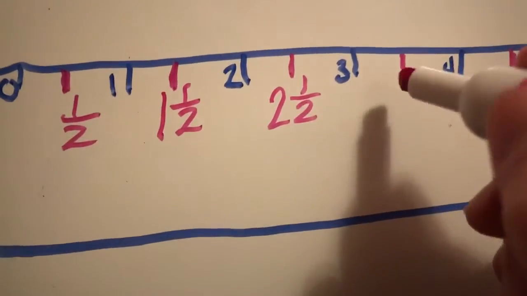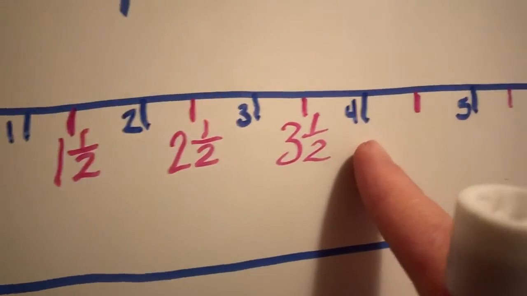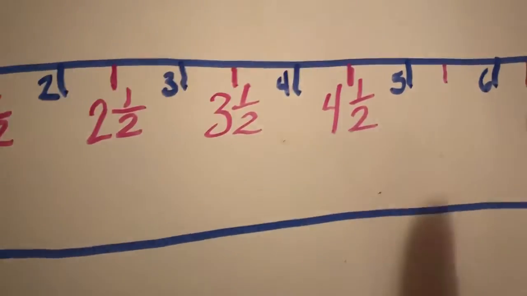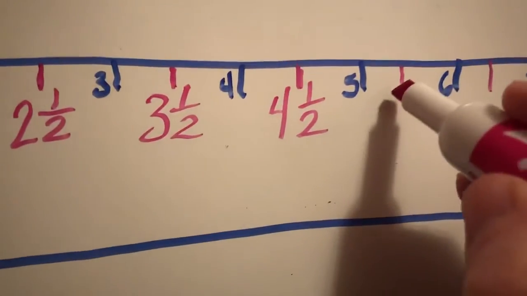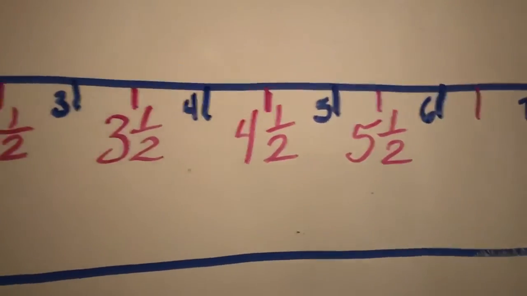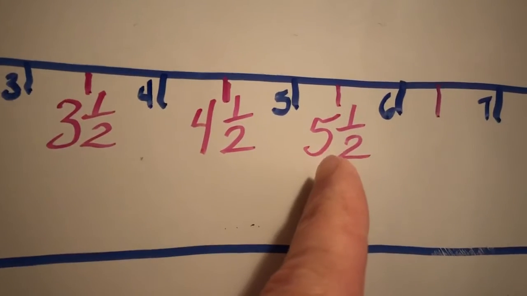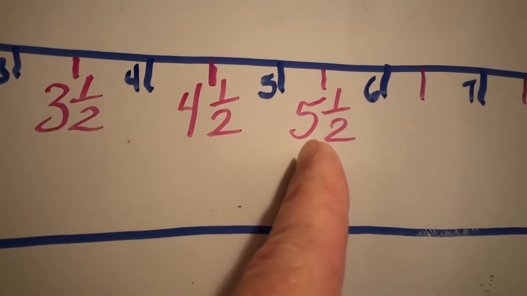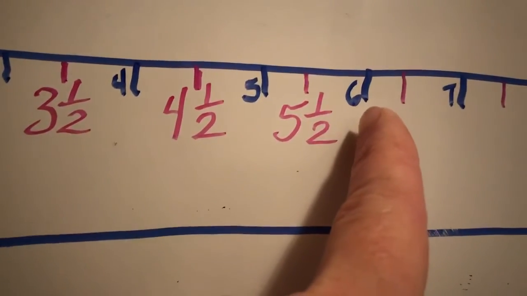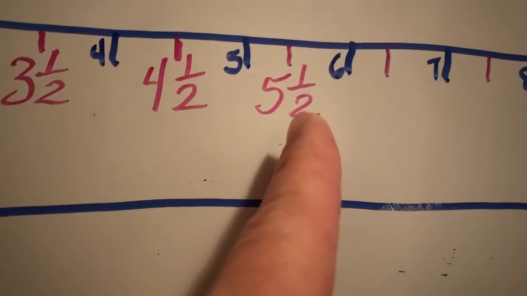3, 3 and 1/2, 4, I hope you're saying this with me, 4 and 1/2, 5, 5 and 1/2. And notice, guys, I want you to pay attention to this. This is really important. Notice I have my 5 here, and then this is 5 and 1/2. This has to be 5 and 1/2 because it's after the 5, but it's before the 6. It's between the two. So it's 5 and 1/2.